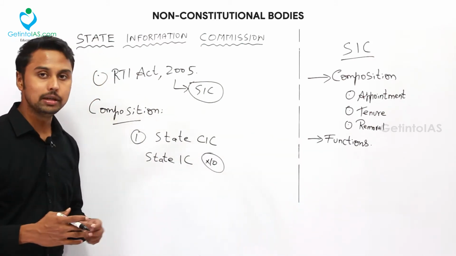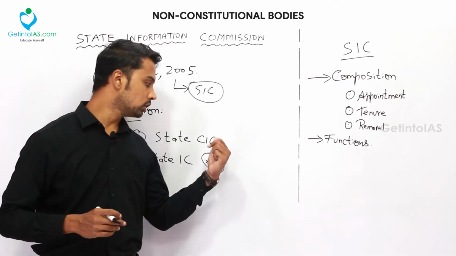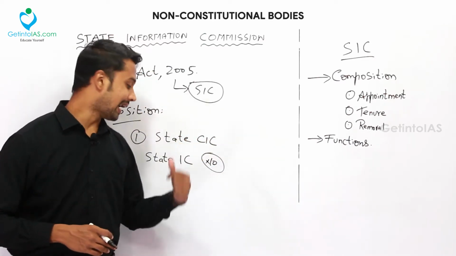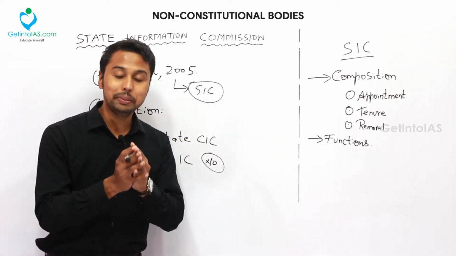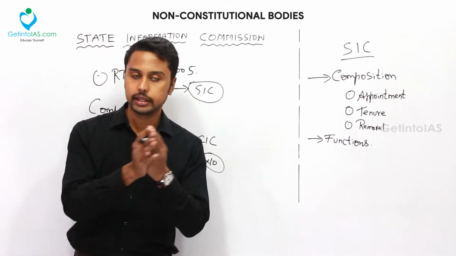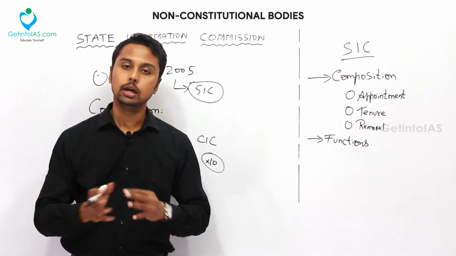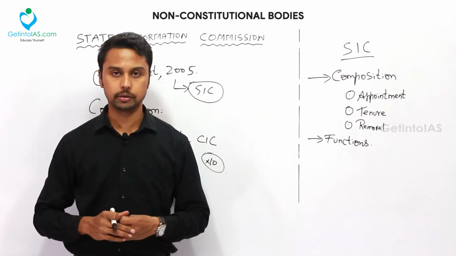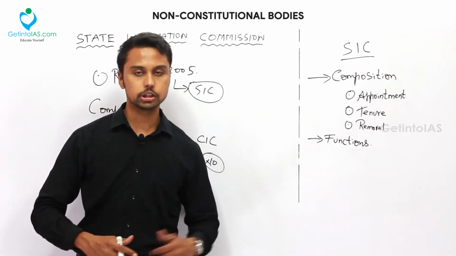And what is the eligibility? It is a simple eligibility given. Both your State Chief Information Commissioner and your Information Commissioner should not be any MLA or MP, or have any connections to a political party, or hold any other office of profit. This is the simple eligibility given for this post.